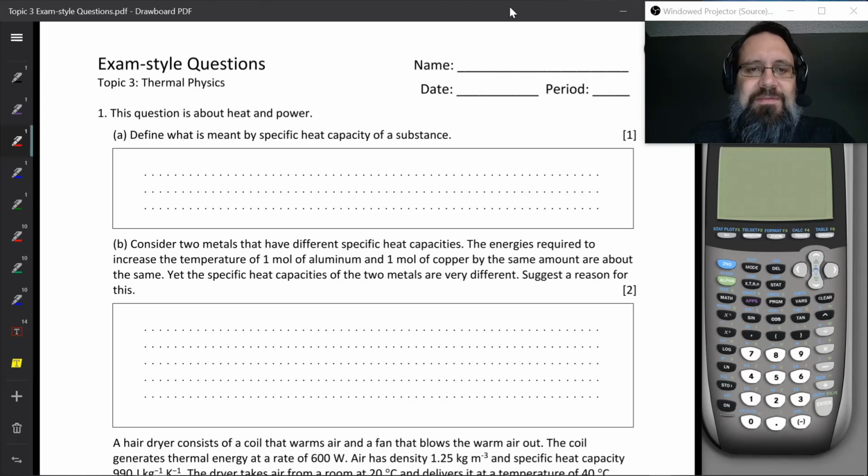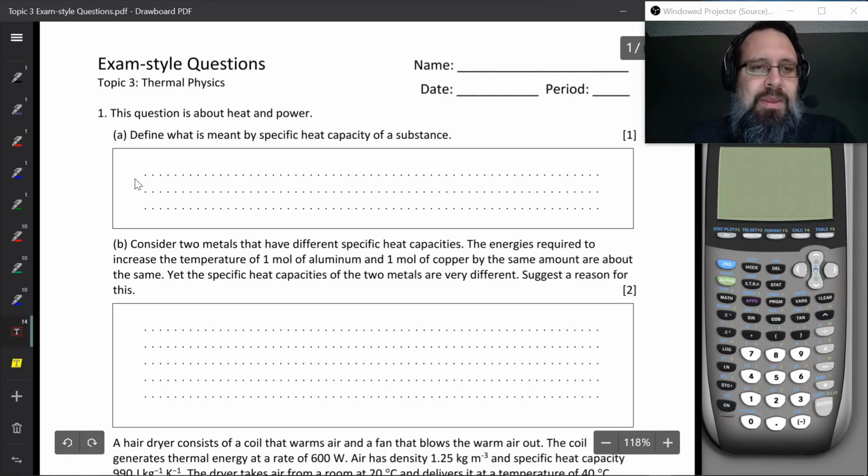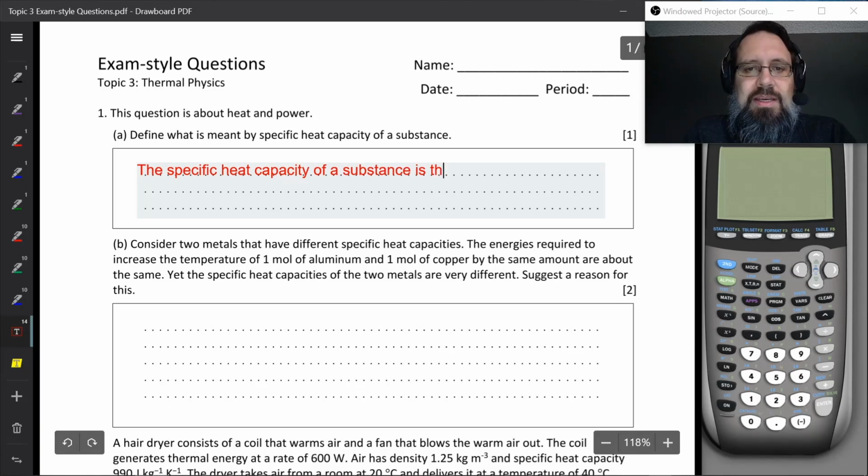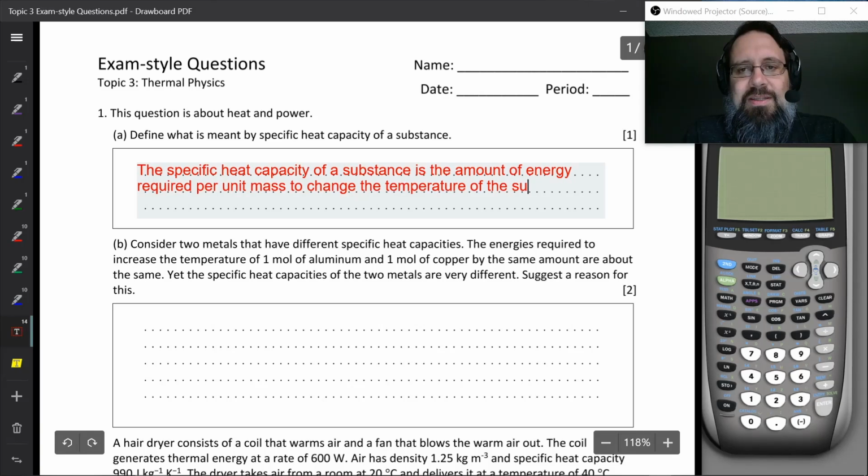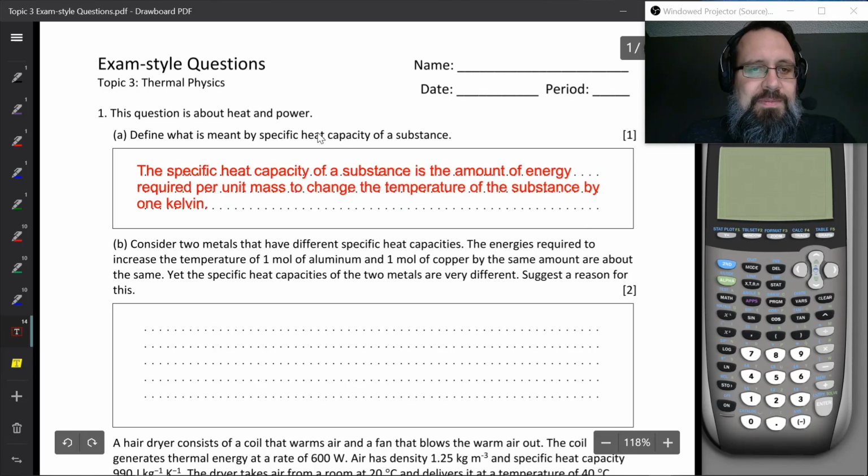Part A. Define what is meant by specific heat capacity of a substance. Alright, so we know this is just the straight up definition question. So we're just going to say the specific heat capacity of a substance is the amount of energy required per unit mass to change the temperature of the substance by 1 Kelvin. That's what's meant by a specific heat capacity of a substance.